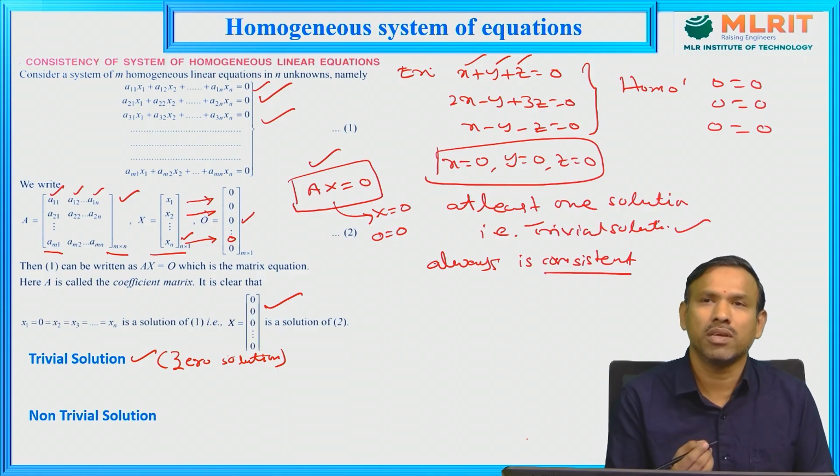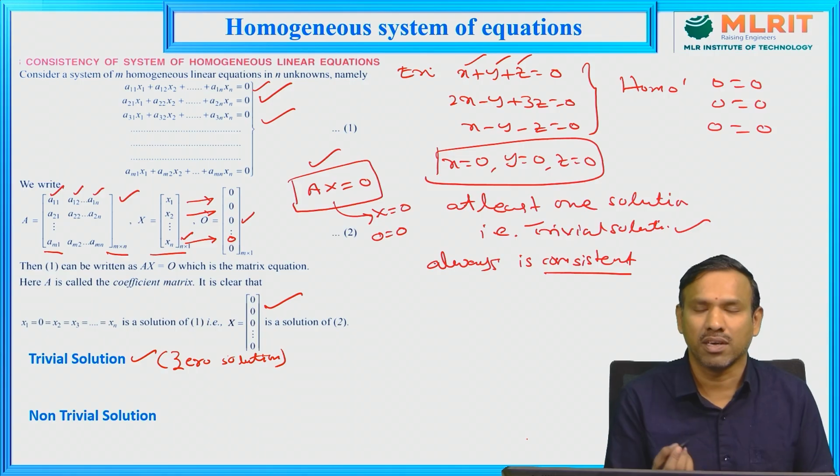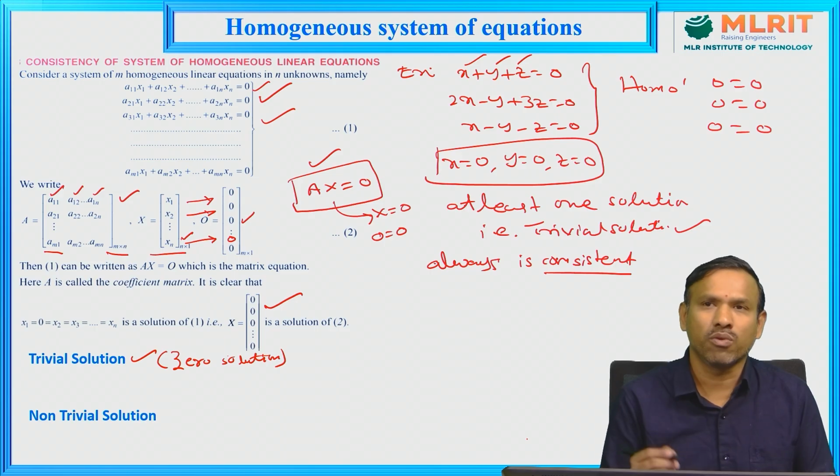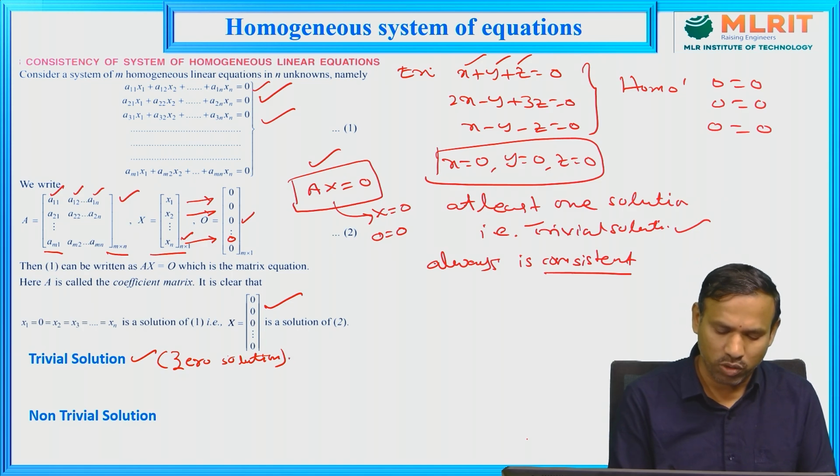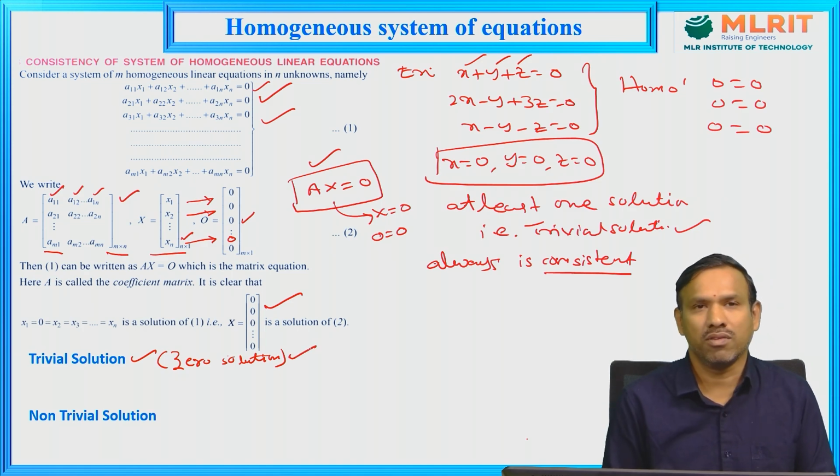Whereas a non-homogeneous system may or may not be consistent, a homogeneous system is always consistent. That's why for a homogeneous system they don't ask whether it is consistent or inconsistent. There is no question of inconsistency. It is always consistent, since every homogeneous system has at least one solution, called the trivial solution or zero solution.